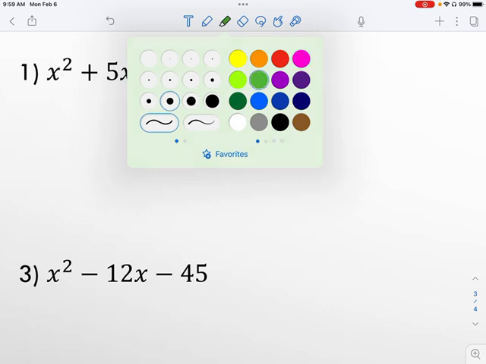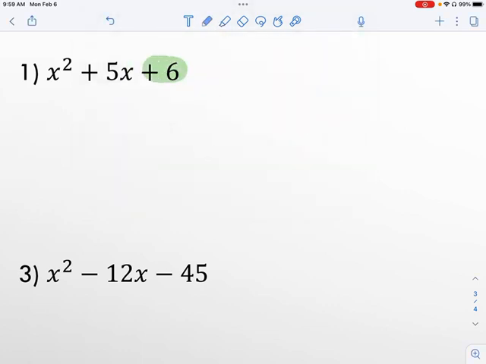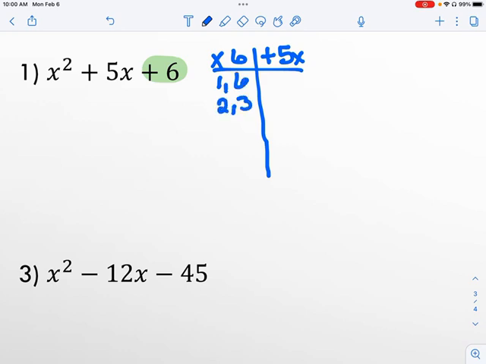First thing I'm going to point out is notice my last number is a 6. So I'm going to build this little chart over here. I want my two numbers to multiply to give me 6, and since it's positive, I want it to add up to a positive 5x. Factors of 6: I have 1 and 6, 2 and 3. If I add 1 and 6, I get a 7. If I add 2 and 3, I get a 5. So 2 and 3 is my combination.